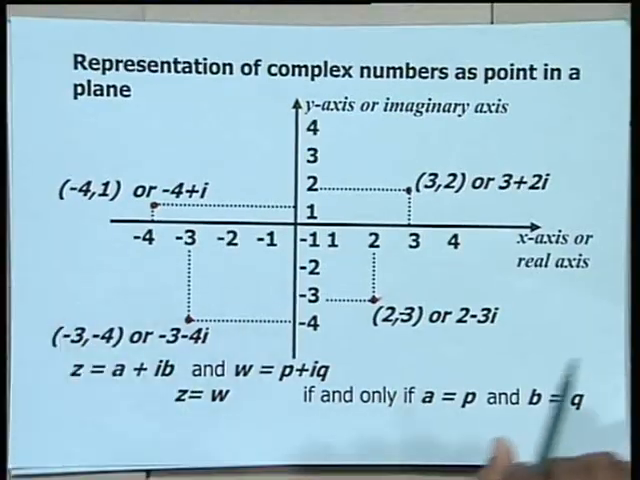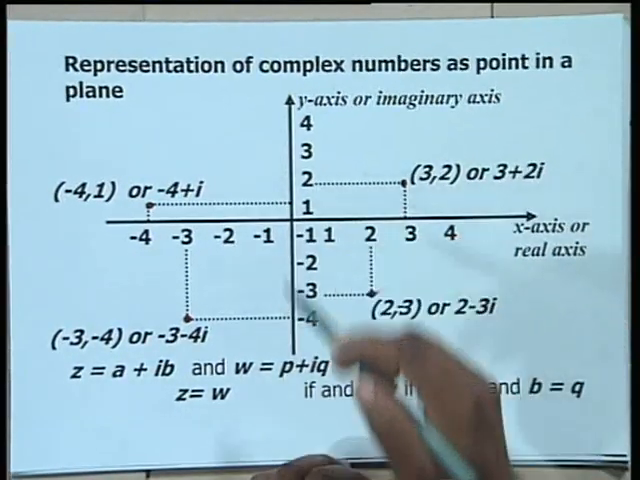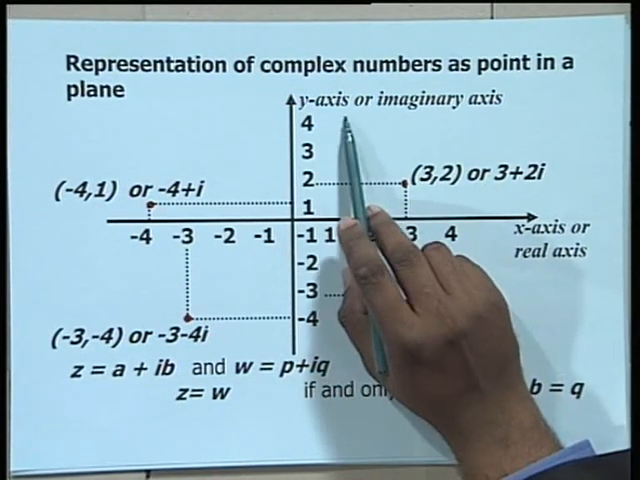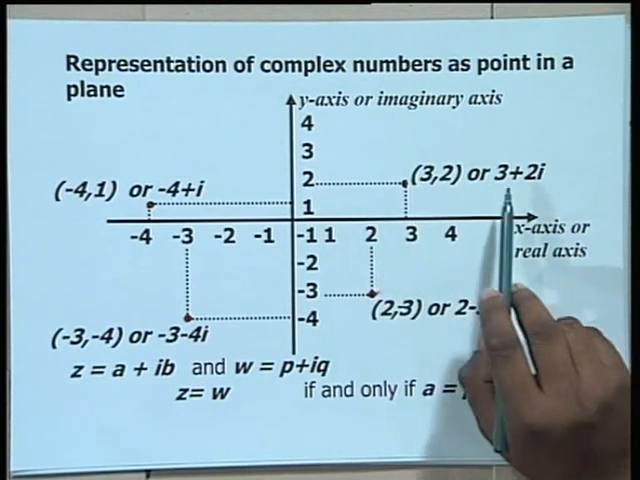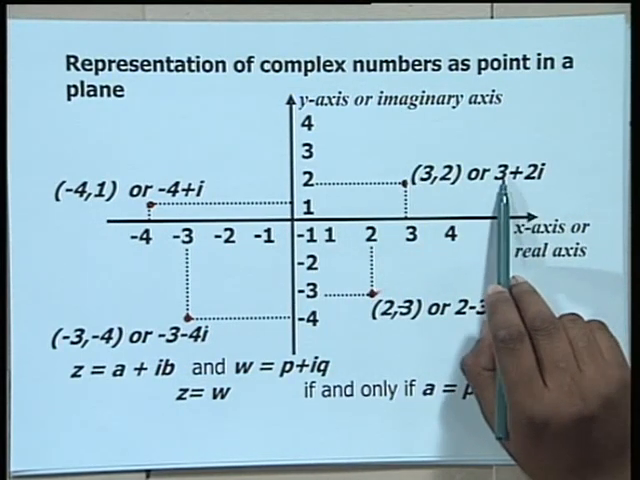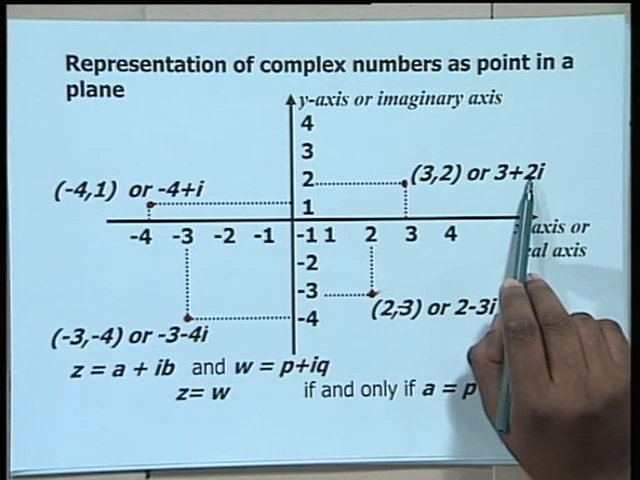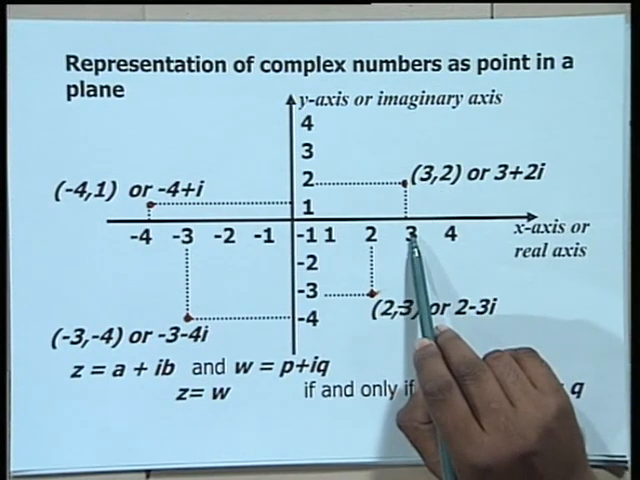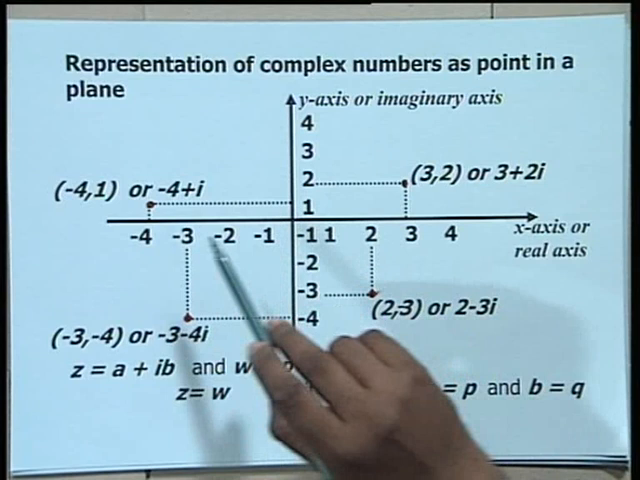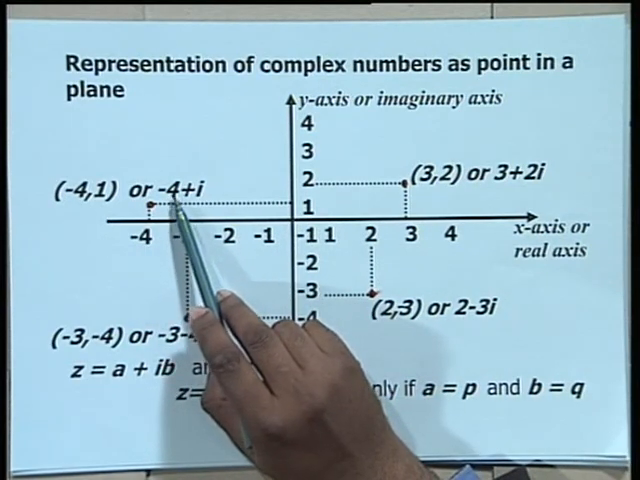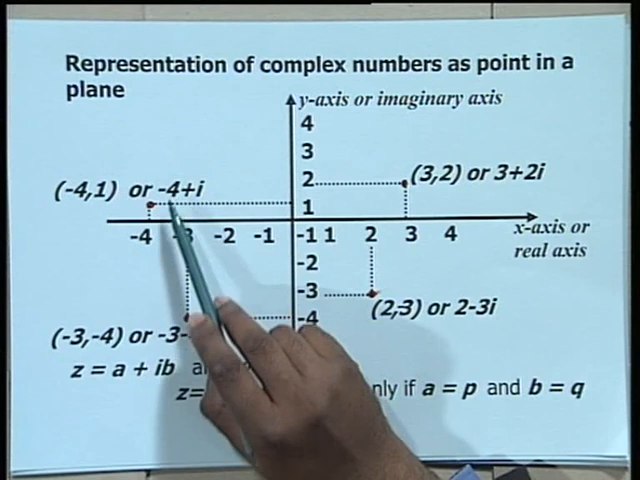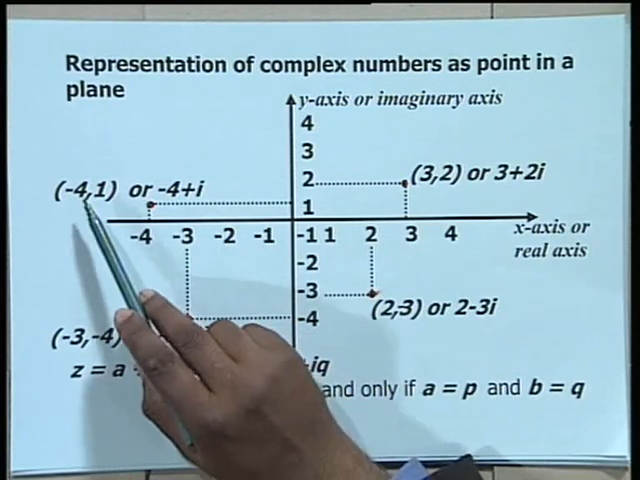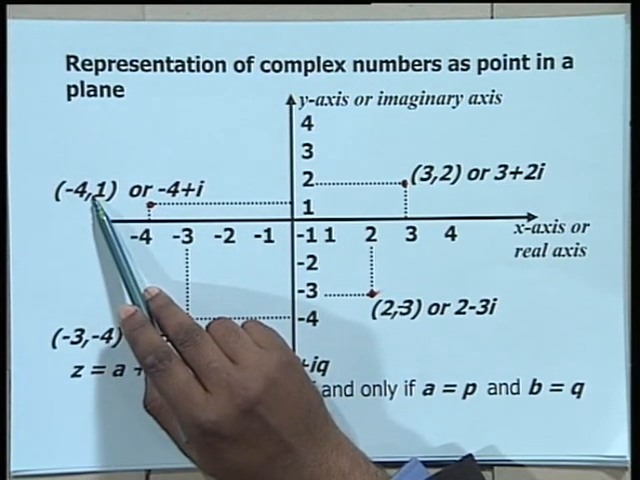Let's see. We still have the x and the y-axis, but we are going to call the x-axis the real axis and the y-axis the imaginary axis. The complex number 3 plus 2i, which has real part 3 and imaginary part 2, would be represented by the coordinates 3, 2. 3 real, 2 imaginary. Similarly, the complex number minus 4 plus i, which has real part minus 4 and imaginary part 1, will be represented by the coordinates minus 4, 1.